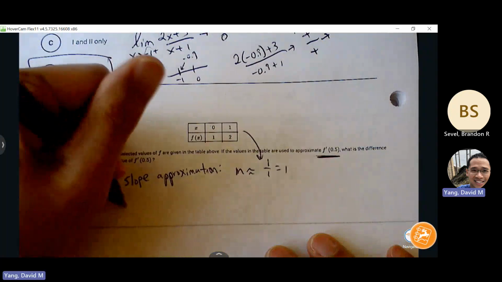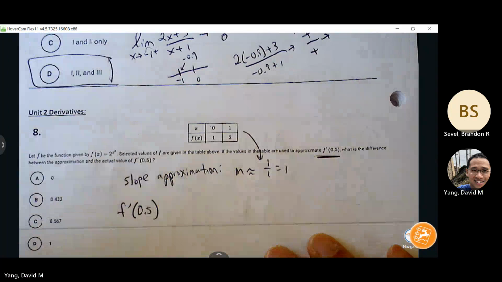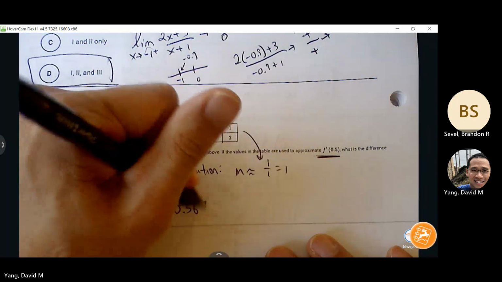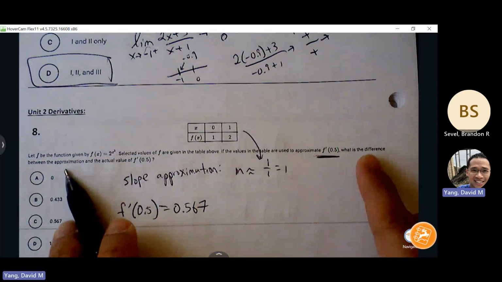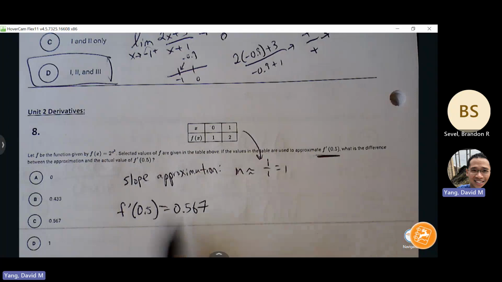But if we use our calculator, f prime of 0.5, our calculator will tell us it's 0.567. So it wants to know the difference between the approximation and the actual slope. We just subtract those two values.